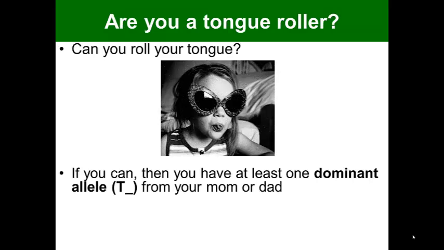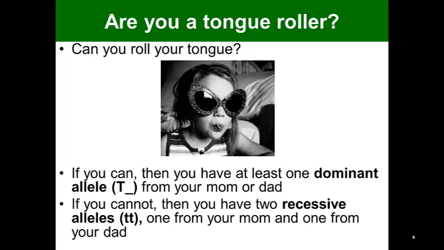Can you roll your tongue? If you can, then you have at least one dominant allele or large T from your mom or your dad. If you cannot, then you have 2 recessive alleles or little t's, one from your mom and one from your dad.